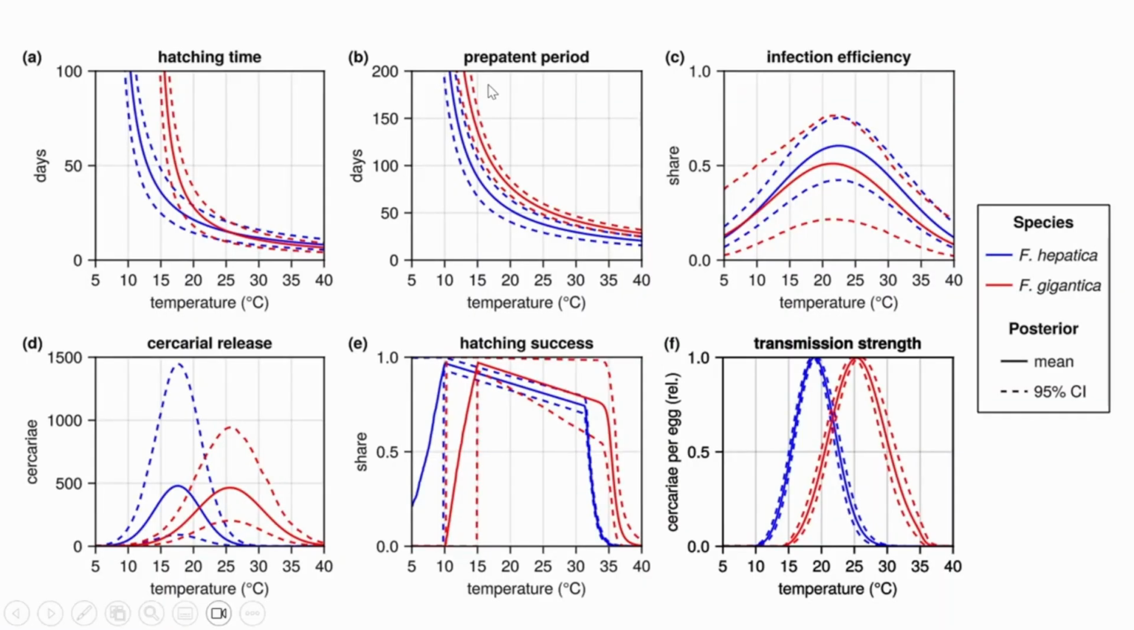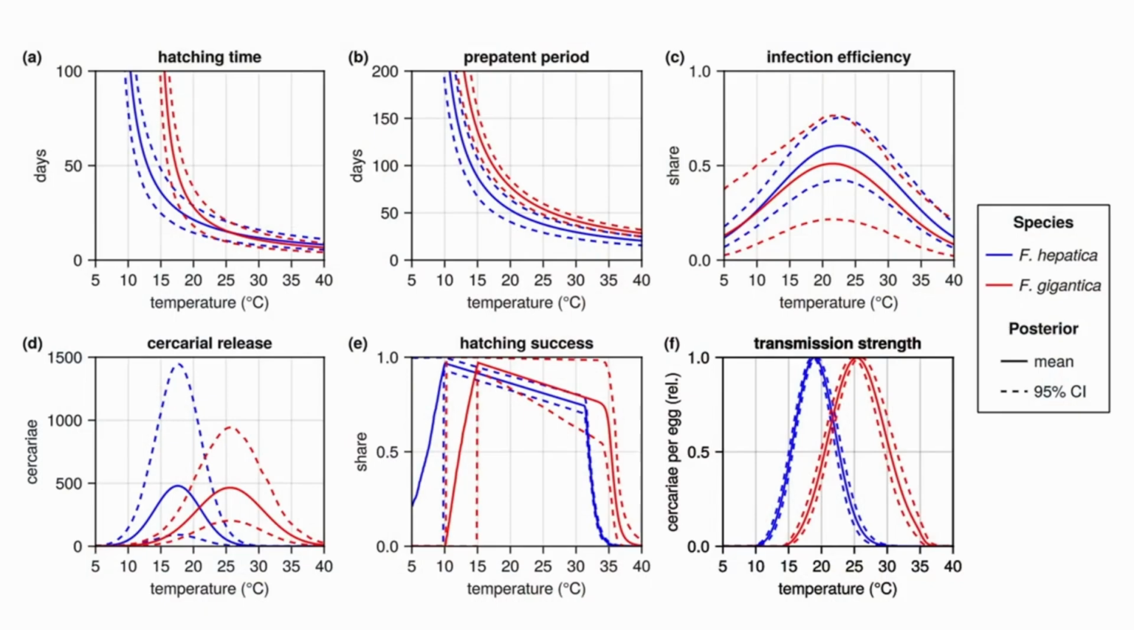Then the second one is the pre-patent period, so how long it takes for an infected snail to start shedding cercariae. The next one is the infection efficiency, so how often the Fasciola is actually successful in infecting a snail. Then cercarial release, so how many cercariae one snail releases. And you can see there's a very clear pattern: if it gets too hot, the snail is suffering so much, or maybe dying, before the parasite can mature, so it's not releasing a lot of cercariae.